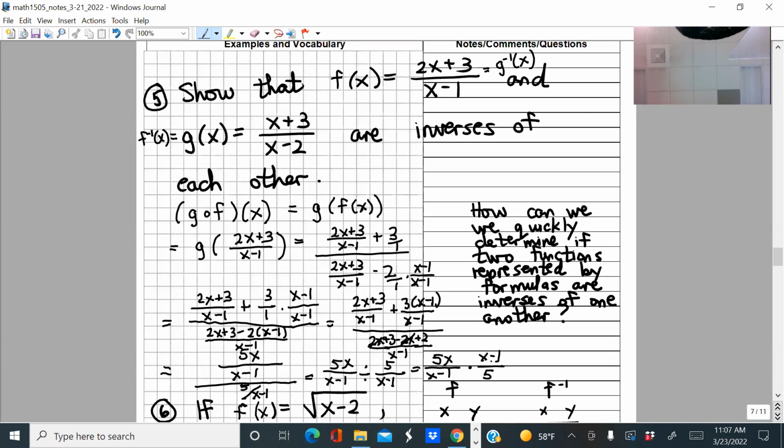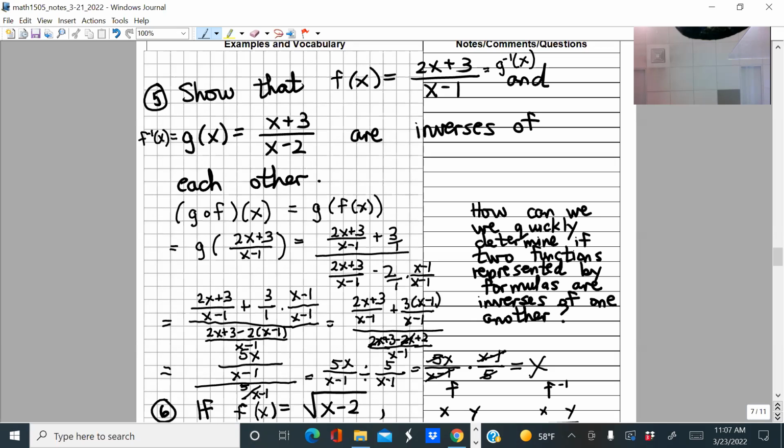Now, what happens here, though, in this multiplication? The x minus 1s cancel, right? And the 5s cancel, and look what we end up with there. Yeah, just plain x, right? Ah, okay. That's what we wanted.